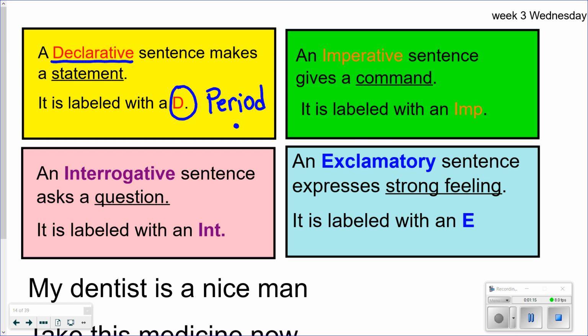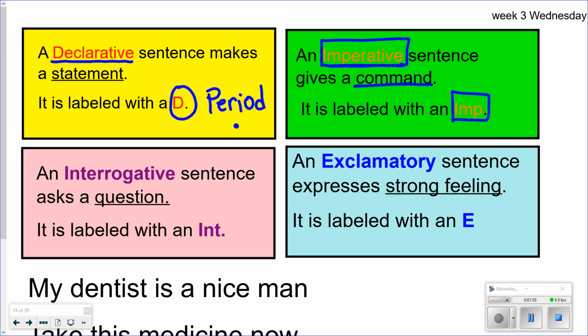The next one is a little bit harder to say. It's an imperative sentence. Imperative. So practice that word a couple of times. Imperative. That's its formal name. An imperative sentence is a command. And a command is when you tell someone to do something. So if I see an imperative sentence, I'm going to label it with an IMP, short for imperative. And a command might be shut the door, sit down, be quiet. So it's when you're telling somebody to do something.